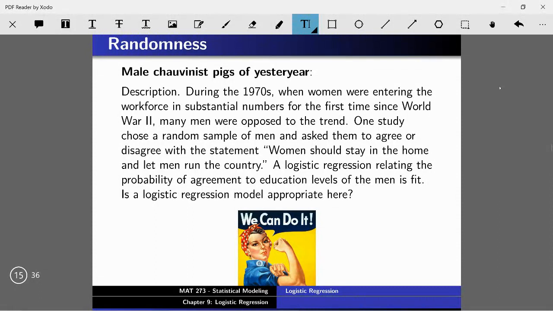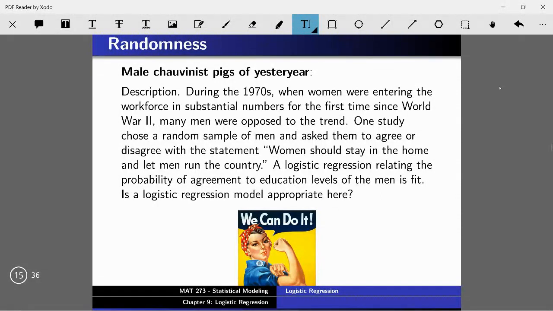asked randomly sampled men if they agreed or not that women should stay in the home and let the men run the country. So that's a little embarrassing. We can think about this as a logistic regression problem where we model the probability of men agreeing with that statement and use their education level as a predictor.